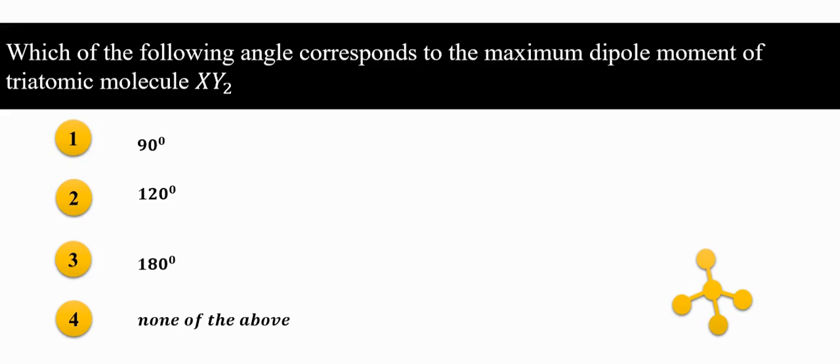Next, which of the following angles corresponds to maximum dipole moment? So which answer is the correct one, students? In which case of bond angle? That is 90 degrees. Why? The smaller the bond angle, the greater is the dipole moment. In the case of linear molecules, the bond angle is 180 degrees, so the dipole moment is 0. So as the bond angle decreases, the dipole moment increases. So the correct option is the first one.